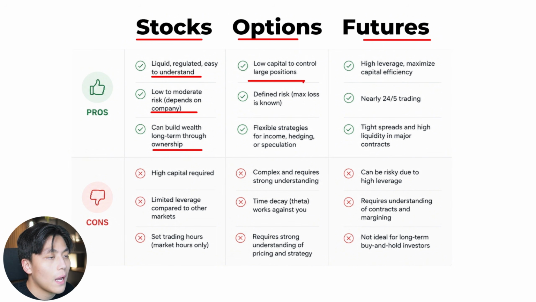Options. Low capital to control large positions, defined risk, flexible strategies. What are some of the cons? Complex due to all the Greeks that are affecting the actual contract's price. Cons, time decay, theta is working against you, and also requires a very strong understanding.